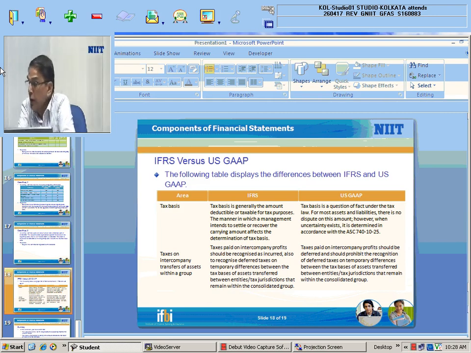Under IFRS, for the area of tax basis, tax basis is generally the amount deductible or taxable for tax purposes. The manner in which a management intends to settle or recover the carrying amount affects the determination of tax basis under IFRS. Under US GAAP, tax basis is a question of fact under the tax law. For most assets and liabilities, there is no dispute on this amount. However, when uncertainty exists, it is determined with the ASC 740-10-25.